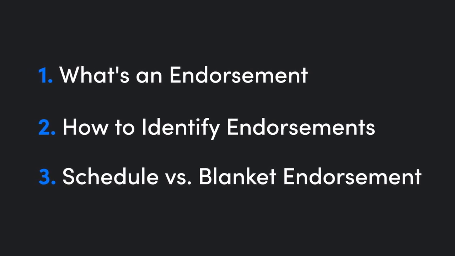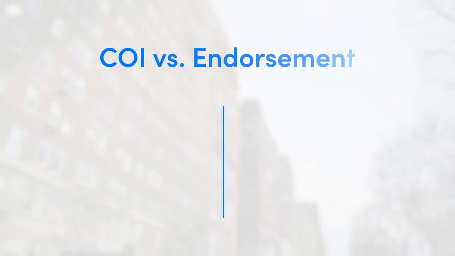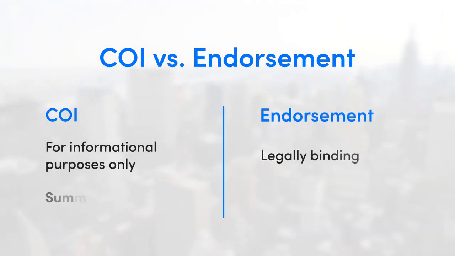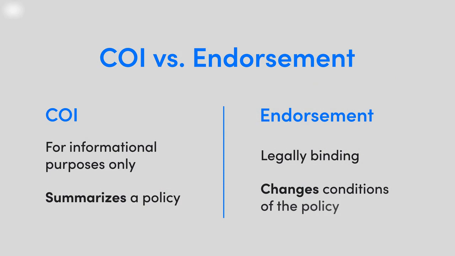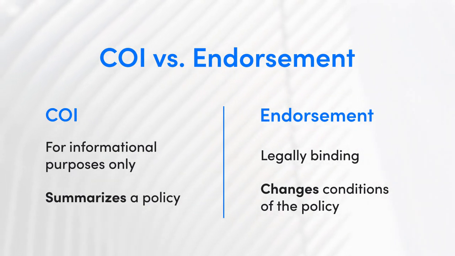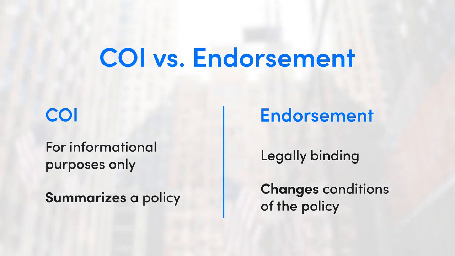An endorsement is an amendment to an insurance policy. Insurance policies come with fixed terms and conditions that can only be altered later by adding an endorsement. Unlike a COI, an endorsement is legally binding. That means that it changes the conditions of the policy, whereas a COI is for information purposes only.